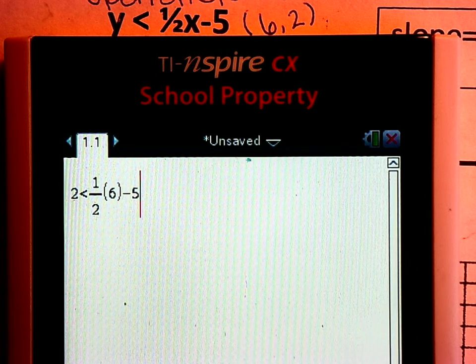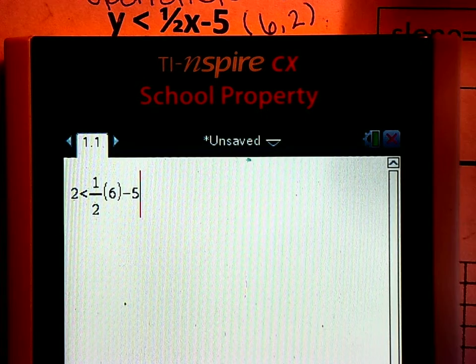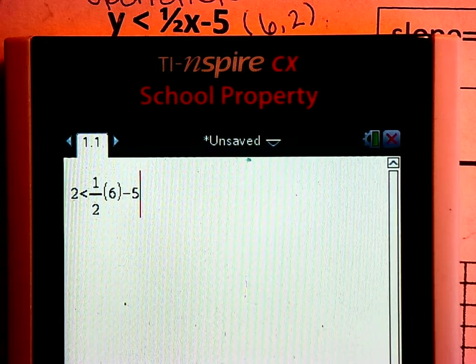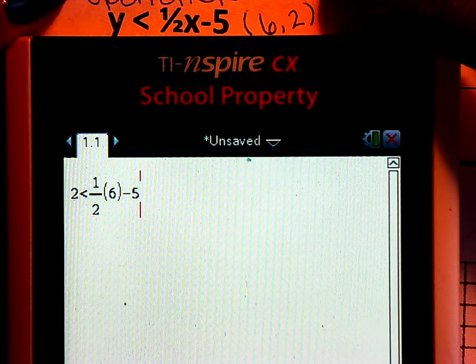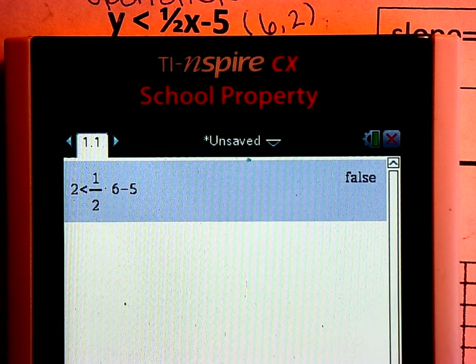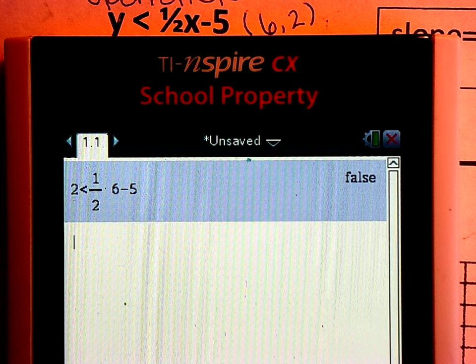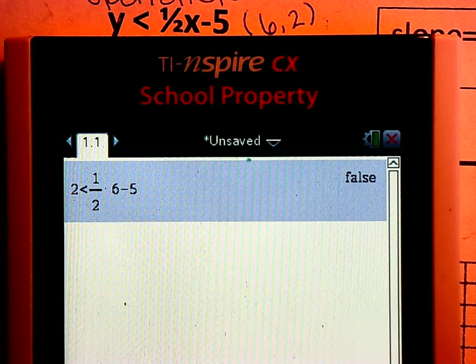You don't have to put the parentheses. You can just put times 6. That is perfectly fine. I just like to do it like that because that way I can see what I plugged in for x. 6. Okay? So all I did was take that point and plug it into our equation. Press enter. What does it say? False. Do you think that's a solution? No. It's false, which means it's not a solution.